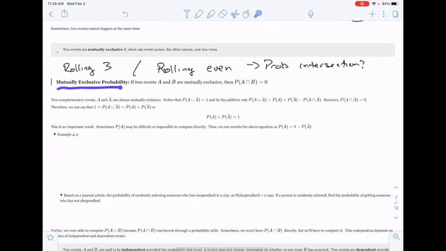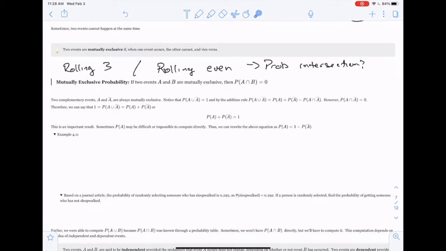If I have mutually exclusive events, A and B, the probability that they occur at the same time is 0. We made mention in the previous section that if an event cannot occur, we define the probability to be 0. This definition of mutually exclusive events is saying that the event A intersect B cannot occur. Therefore, we have no choice but to define its probability to be 0.